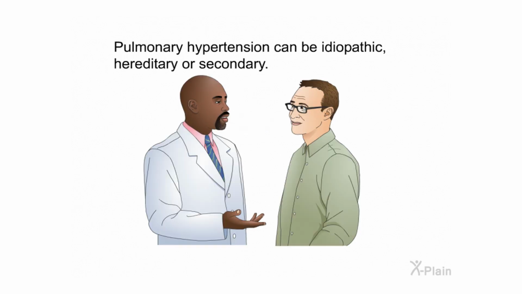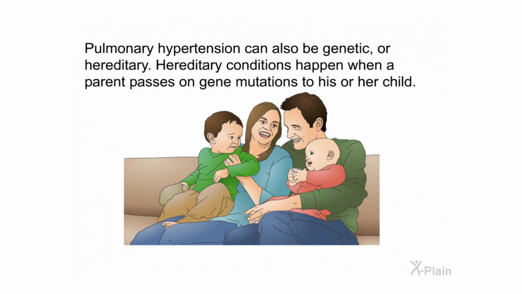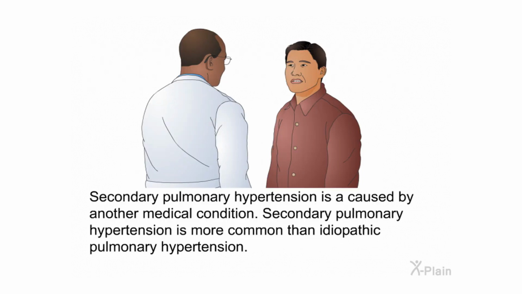Causes. Pulmonary hypertension can be idiopathic, hereditary, or secondary. Idiopathic pulmonary hypertension means that there is no known cause for the high blood pressure in the lungs. Pulmonary hypertension can also be genetic or hereditary. Hereditary conditions happen when a parent passes on gene mutations to his or her child. Secondary pulmonary hypertension is caused by another medical condition. Secondary pulmonary hypertension is more common than idiopathic pulmonary hypertension.